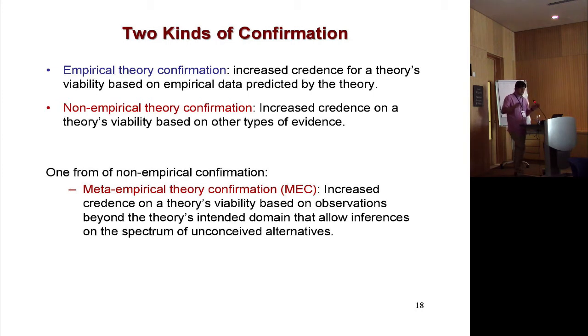So those are strategies of evidence that we extract from the research process, evidence of a kind that can determine or indicate something about the spectrum of unconceived alternatives, of possible alternatives to the theory at hand.